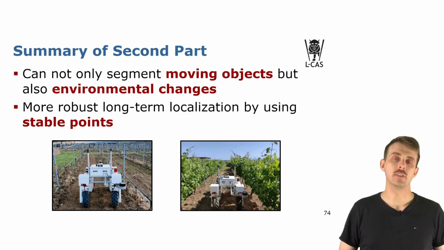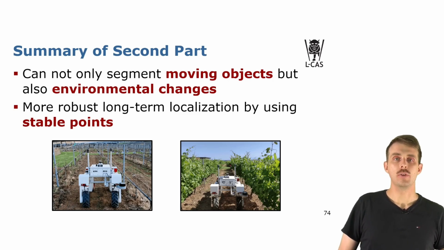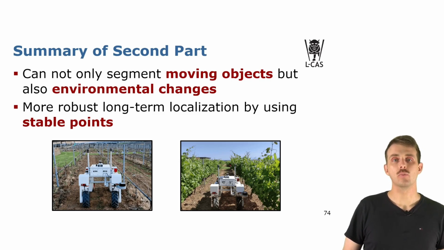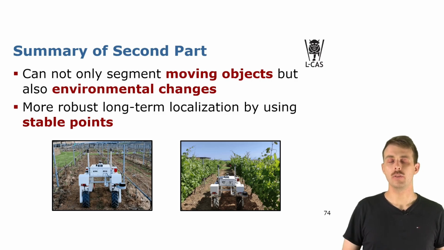So to summarize the second part of this talk about my thesis, we can say that we are now able to not only segment moving objects but also environmental changes, and we can show that the localization using those stable points is more reliable and more robust in those environments.